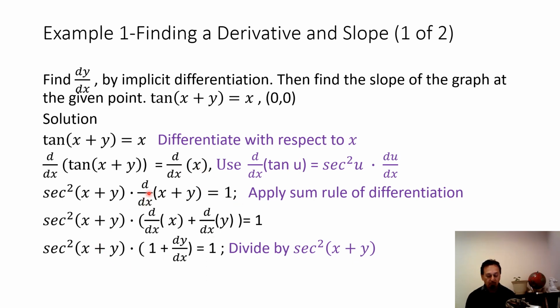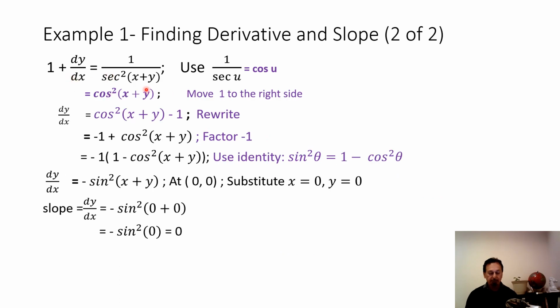And now we apply the sum rule of differentiation. So just retype secant squared of x plus y times d over dx of x plus d over dx of y, and equals 1. Just copy again secant squared of x plus y, and this becomes 1 and this becomes dy over dx. And the right side is equal. Now we divide both sides by secant squared of x plus y. So we will get 1 plus dy over dx equals 1 over secant squared of x plus y.